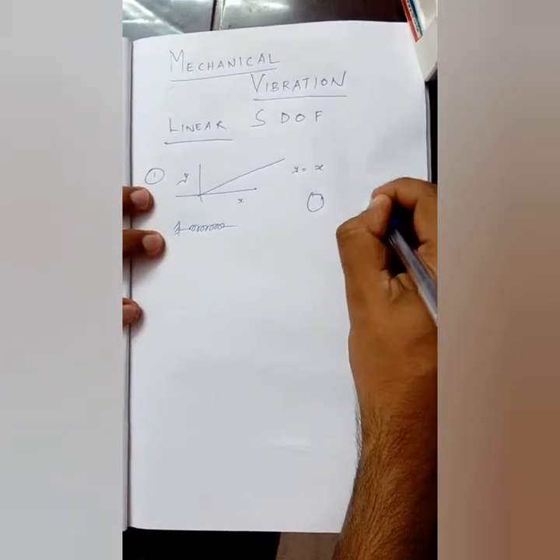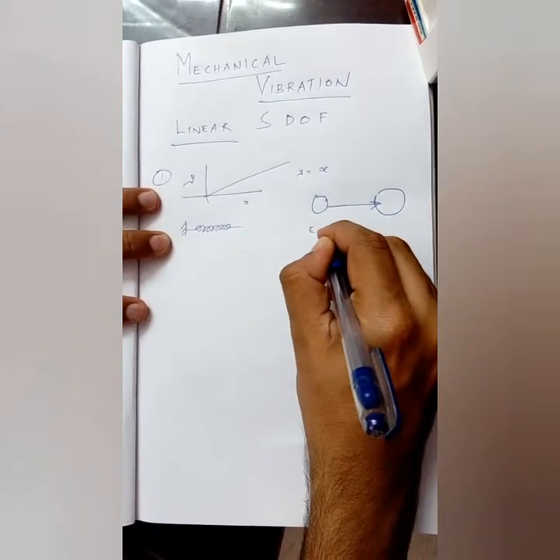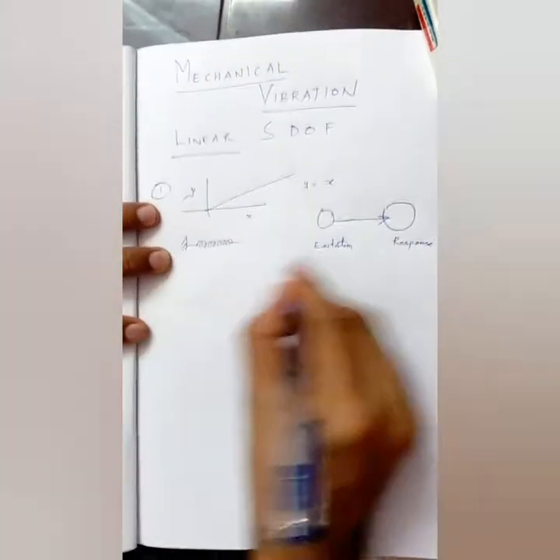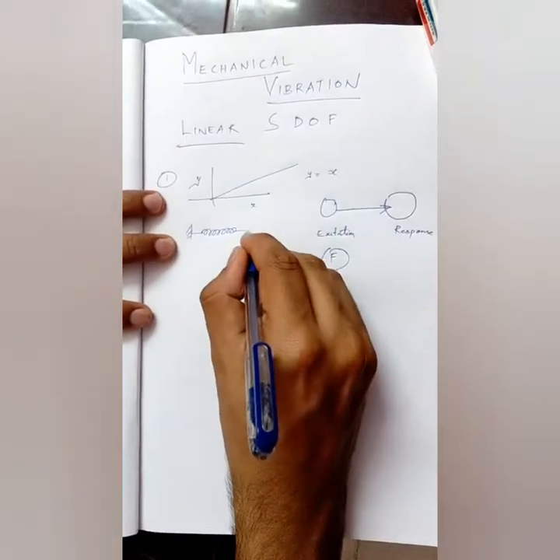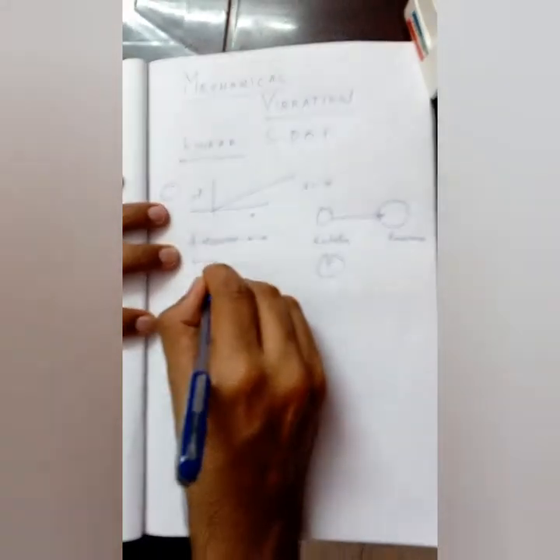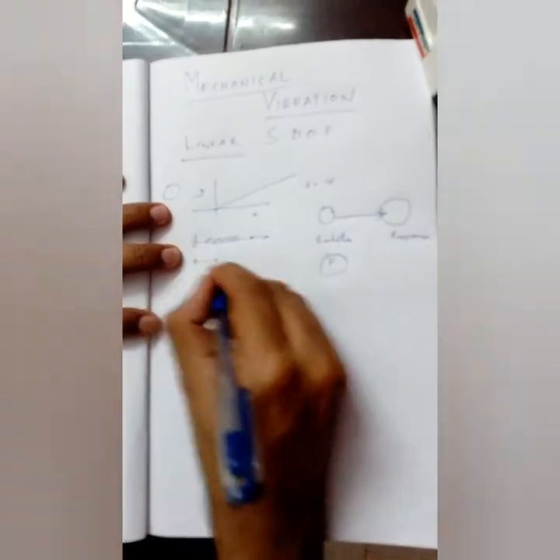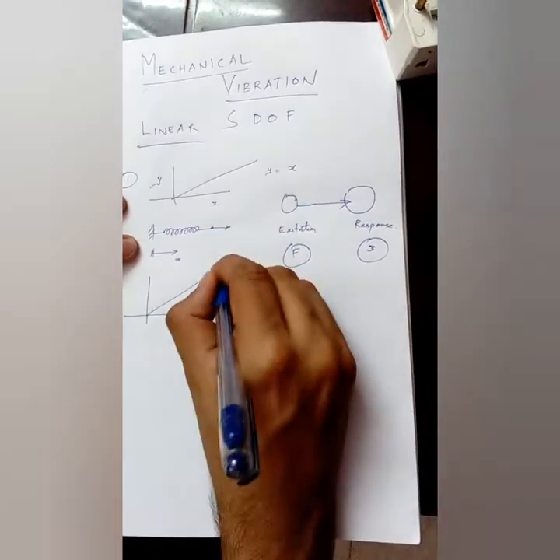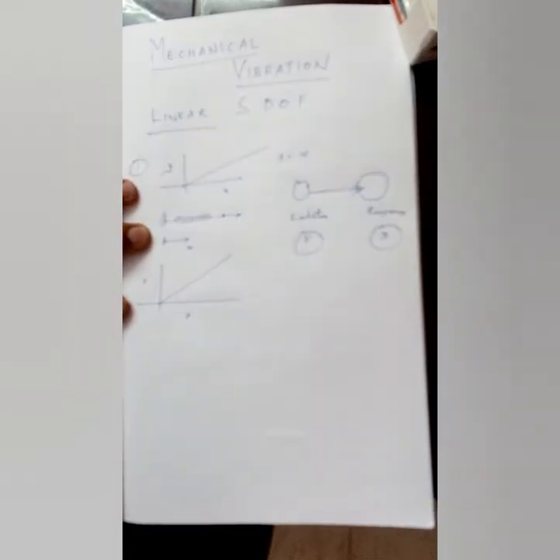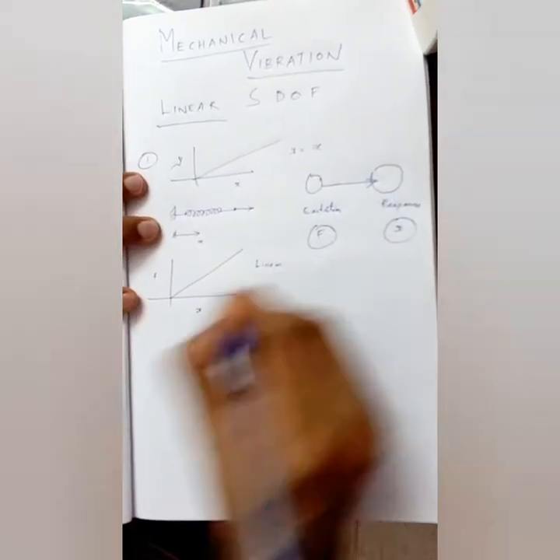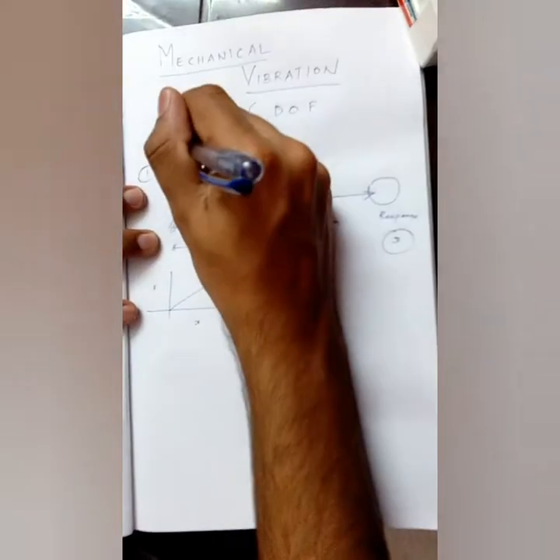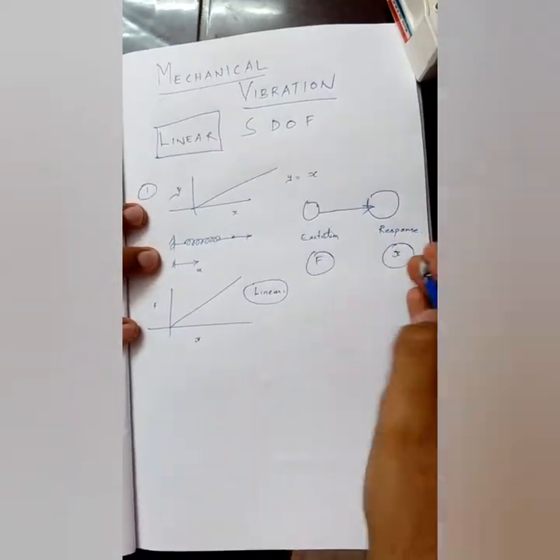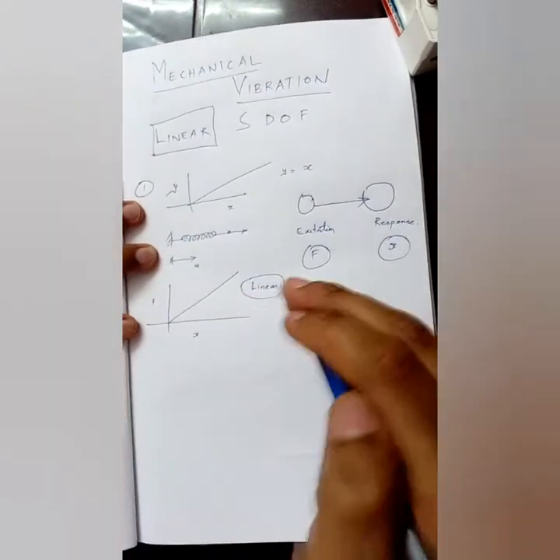let's say you have an excitation, then you have a response. So this is your excitation, and this is the response. In a spring case, this excitation will be the force acting upon it, and the response will be the displacement of the spring, defined as x. So if this particular relation is linear like this, then the system is called linear. So a mechanical system can be called linear whenever the relationship between an excitation and response is linear.